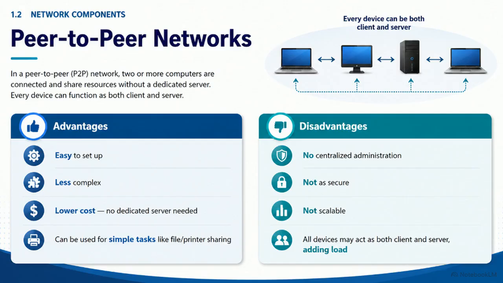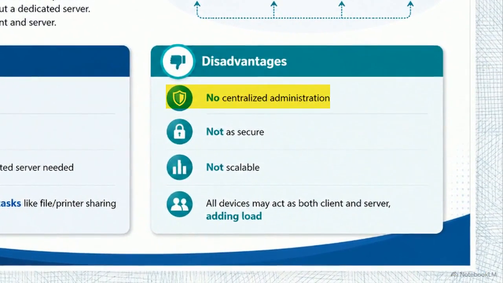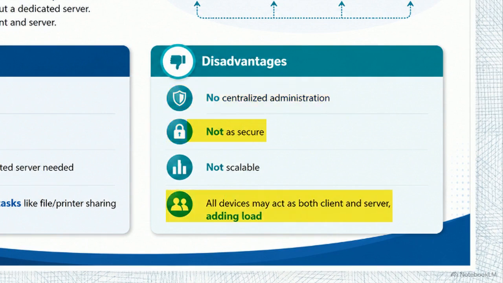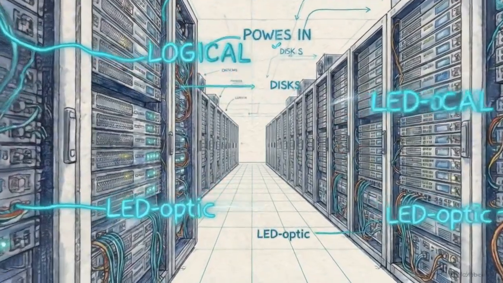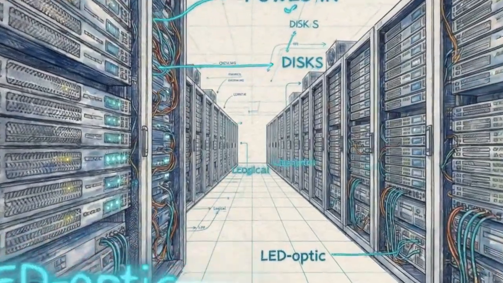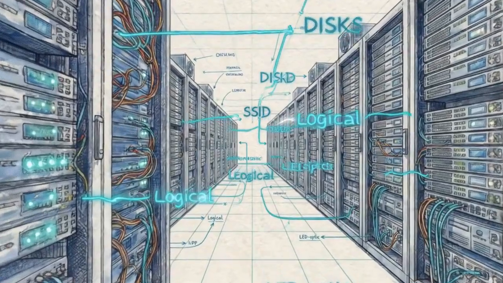This chart highlights the engineering limits of a peer-to-peer network. Look at the disadvantages column. There is no centralized administration, and security is weak. Because every device acts as both client and server, processing load increases with every new machine. The network cannot scale. To build a true enterprise network capable of handling hundreds or thousands of users securely, we must abandon the peer-to-peer model and introduce dedicated infrastructure. Let's begin the physical build.